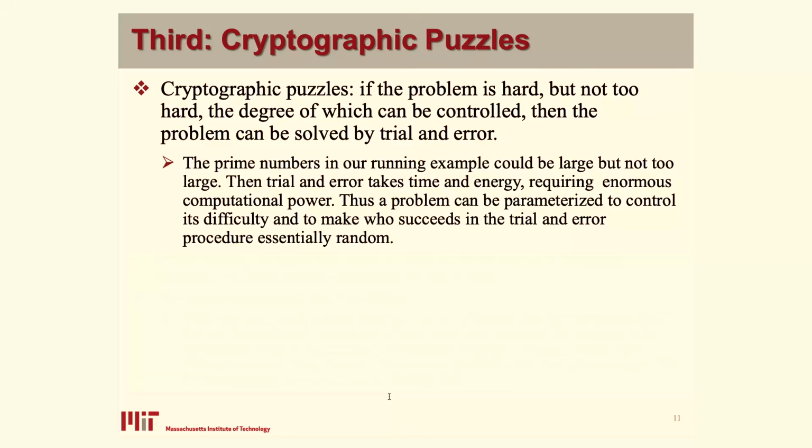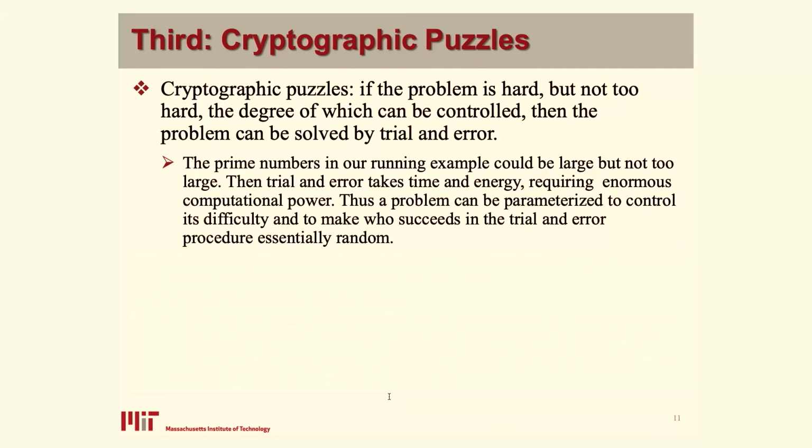Cryptographic puzzles. The problem could be hard, but not too hard to solve the puzzle. And you can control the degree of hardness. And it is then subsequently solved by trial and error. But how many trials on average and so on, and how much time it would take is, again, subject to control. So prime numbers are like that.